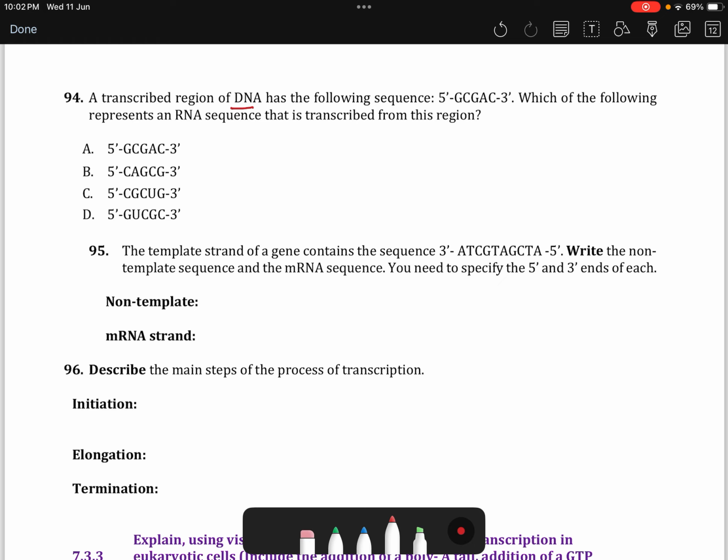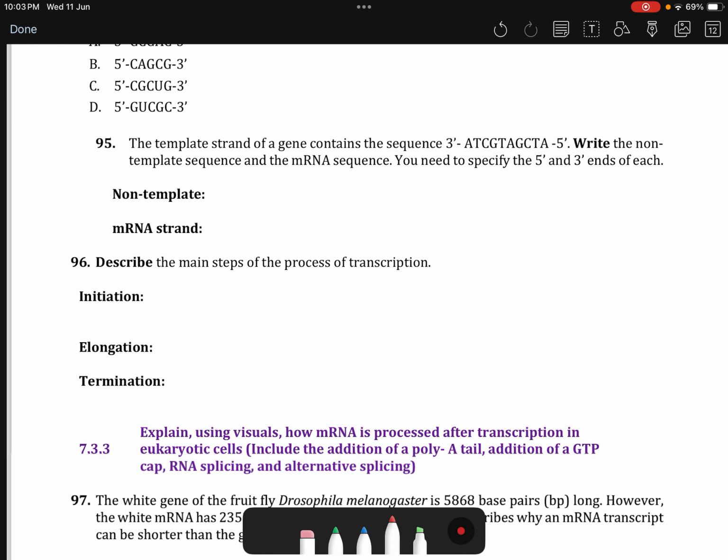A transcribed region of the DNA has the following sequence: 5' GC 3'. Which of the following represents the RNA sequence? You know that it will be made in 5' to 3', right? So we need to see over here 5', then G, then, so we need the RNA sequence. So A is T, there is no T, so it is U, then C, then G, then C, then 3'. Okay, look for 3' to 5' like this one. So 3' starting with C, A, no, G, no. So C, G, C, U, G. So the last one. Okay, so it matches with that.